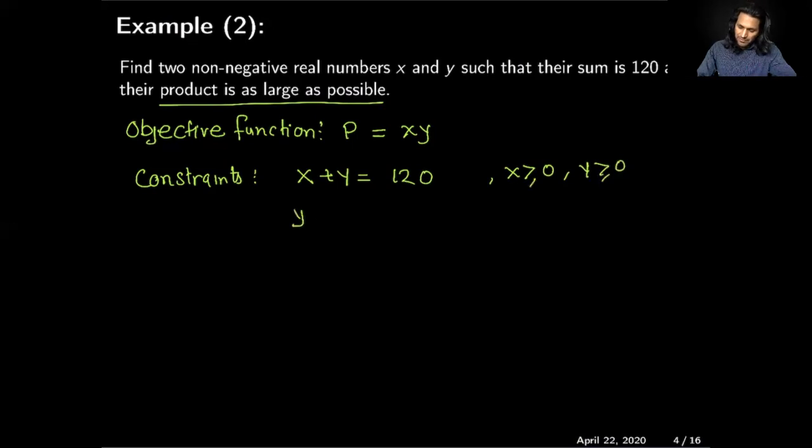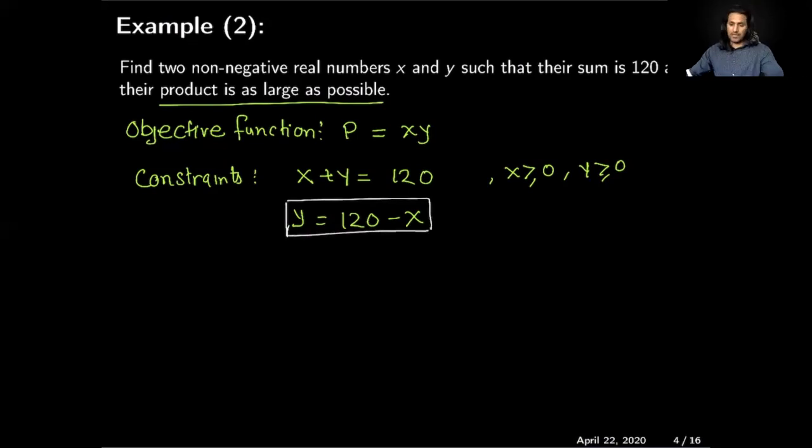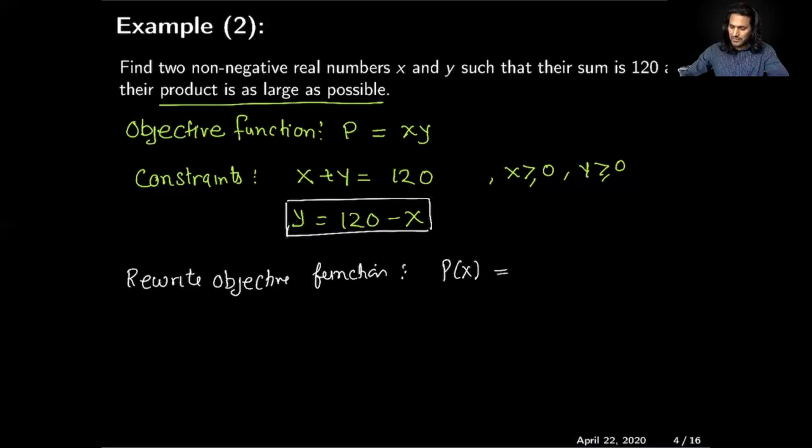So I can simplify my constraint. It's going to be y is 120 minus x. So this is my equation for y, and then I rewrite my objective function. If I rewrite my objective function, it is going to be only a function of x, and this is going to be x times 120 minus x. You can simplify a little bit more. So this will be P(x) is equal to 120x minus x squared.